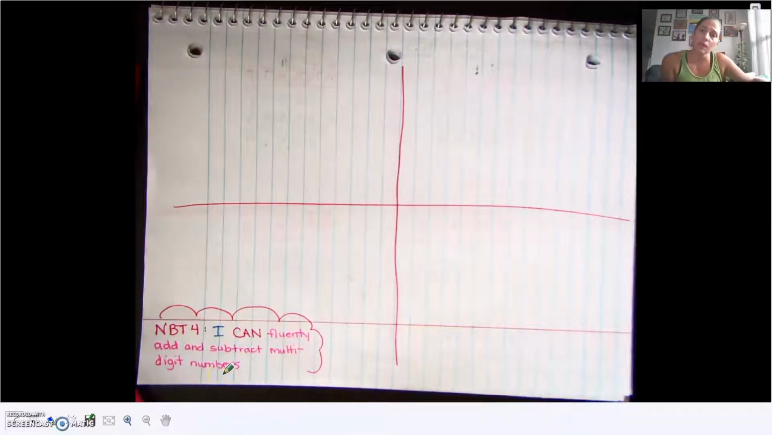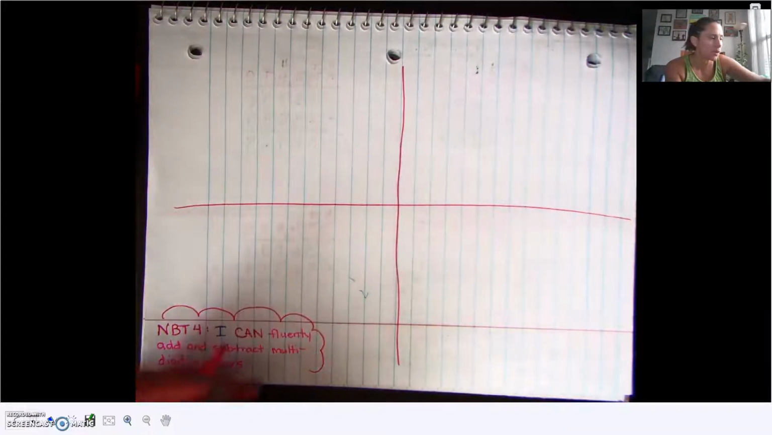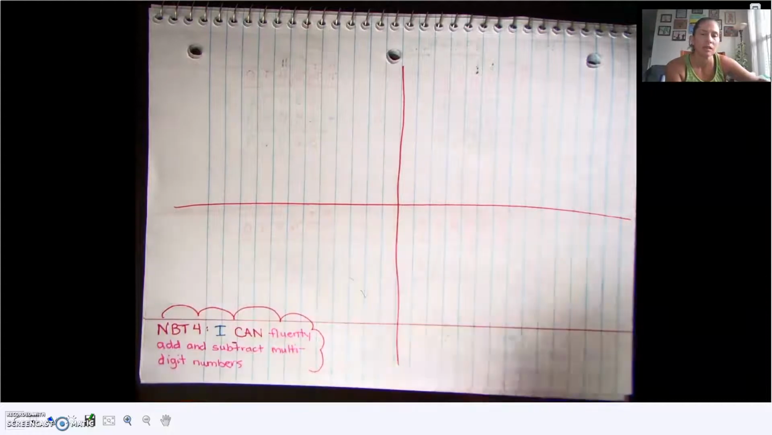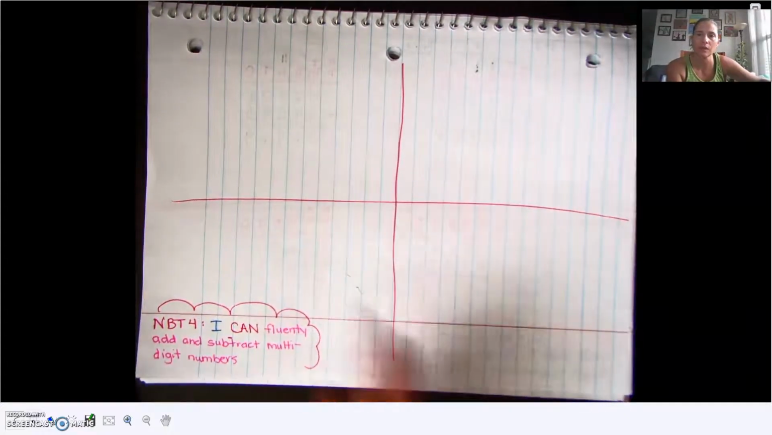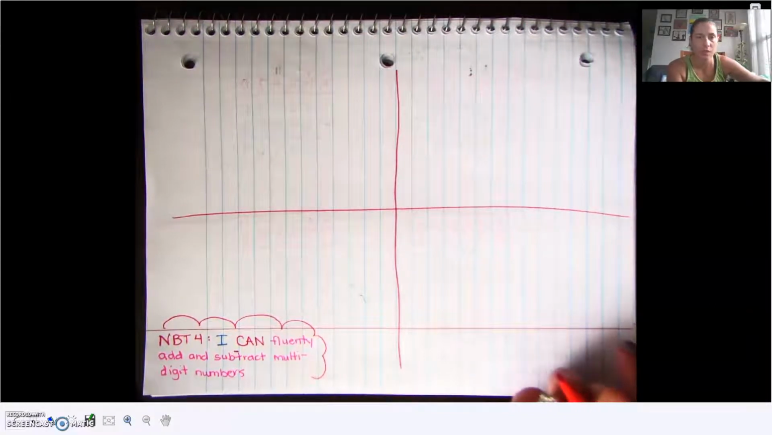Alright, so today we're still doing the MBT4. I can fluently add and subtract multi-digit numbers. Today we're going to be working with the subtract. So I've divided my paper into 4. So you need to divide your paper into 4. And the very first thing you're going to do is write your place value chart.